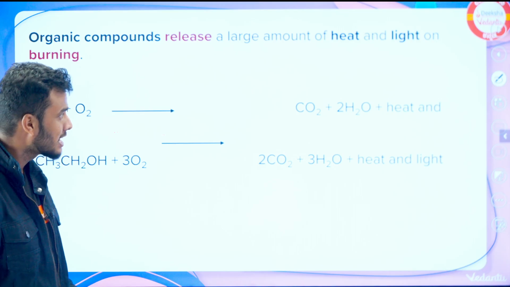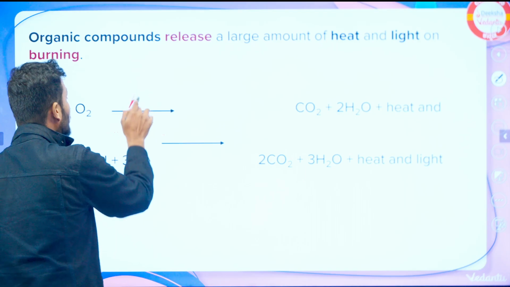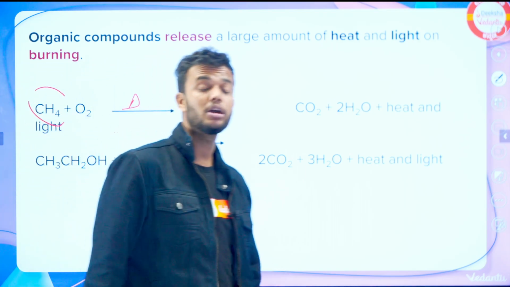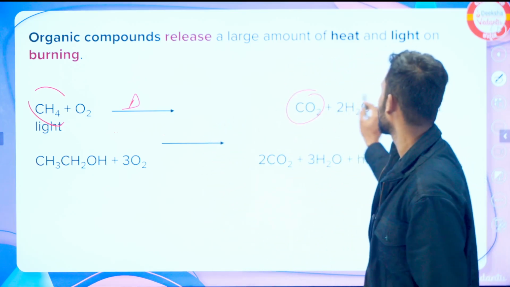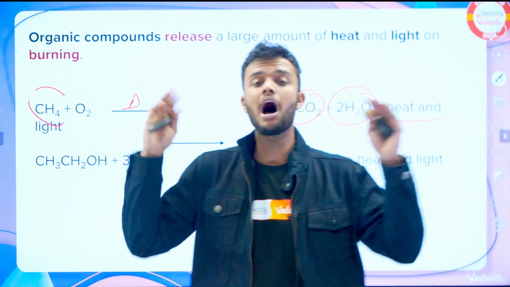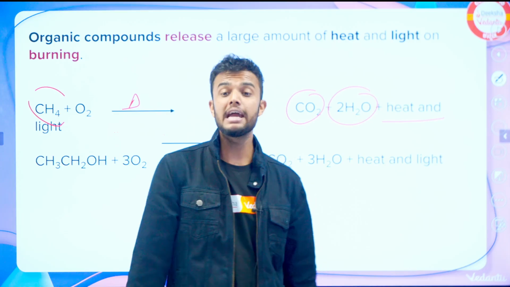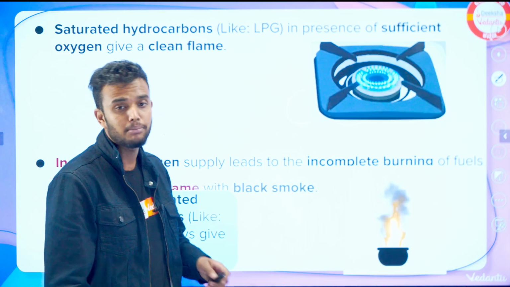Next, move on to the second one. What happens in a combustion reaction? Whenever the compound is heated in the presence of oxygen, it is completely converted into carbon dioxide and water molecules, releasing a huge amount of heat and light. Okay, please mention these words, heat and light. Please do not forget them in the combustion reaction.